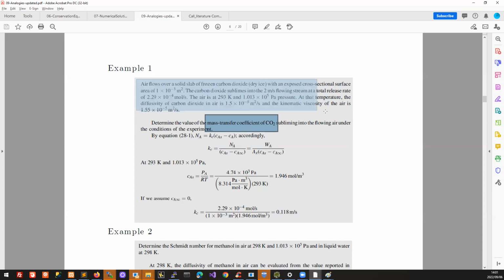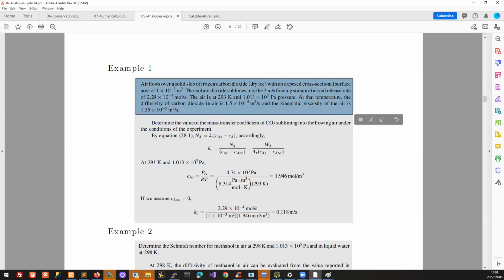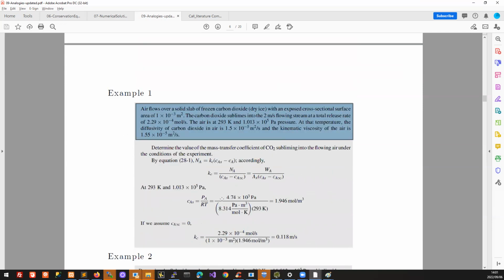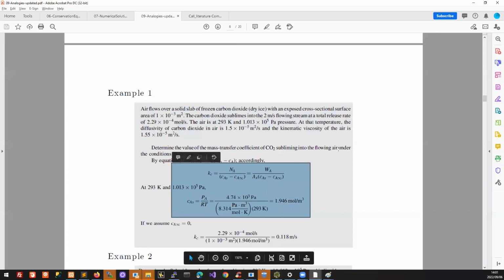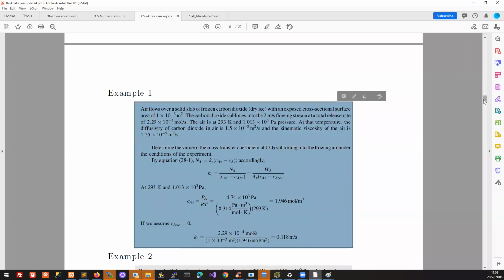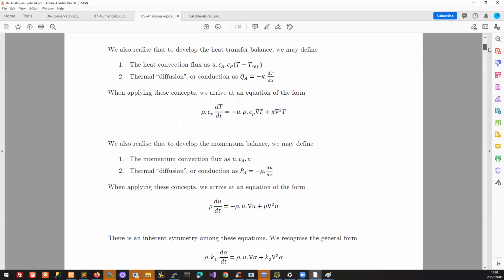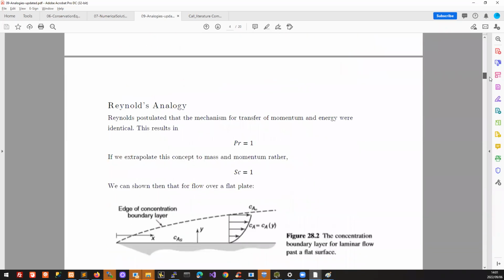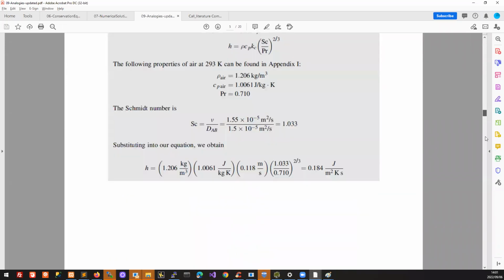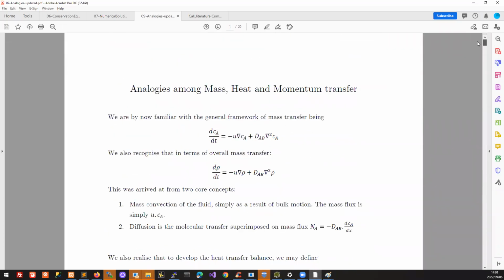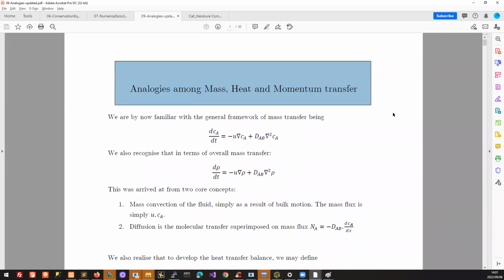So quite often in engineering, we only have a very limited amount of data available to us. Now, with these analogies, we can actually find relationships and estimate constants that we don't have measurements for. And with those constants, we can then go ahead and solve our balances and get to the answers that we are looking for. So that introduces this concept of analogies among heat, momentum, and mass transfer. And in the next session on Wednesday, we'll cover some examples around that.